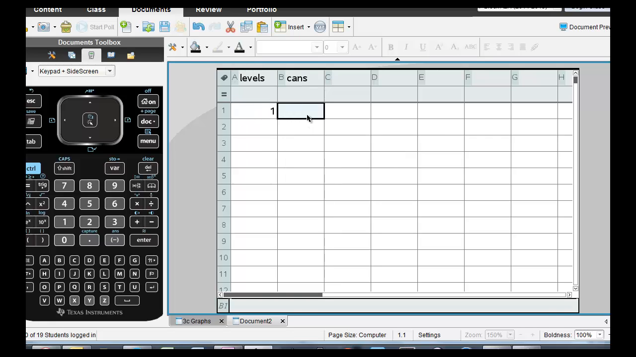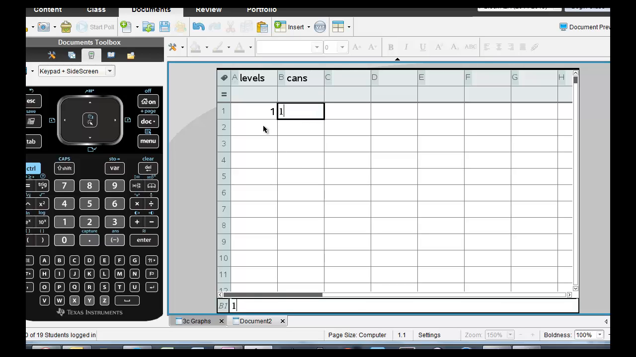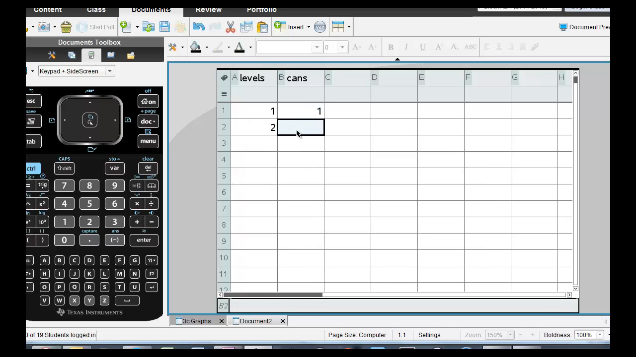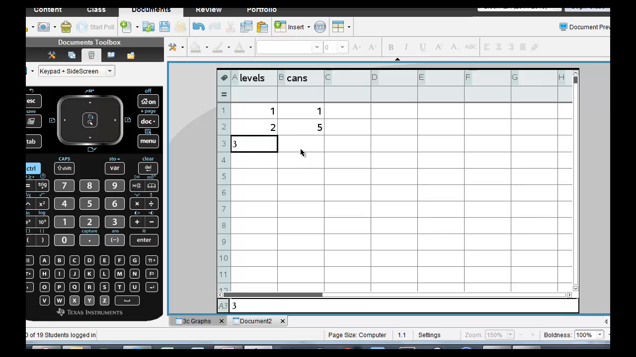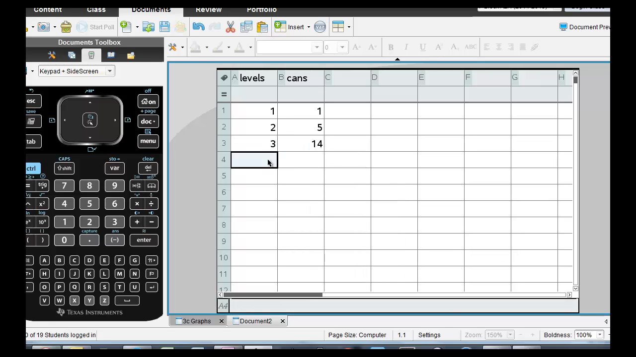And remember, when there was 1 level, there was 1 can. When there were 2 levels, there were 5 cans. When there were 3 levels, there were 14 cans. When there were 4 levels, there were 30 cans. Some of the students may have put in more rows than this, but this gives you an idea of what's happening. Looking at those numbers doesn't give me any more insight than I had by writing them down by hand on the previous screen. So let's see if we can get a visual on it.